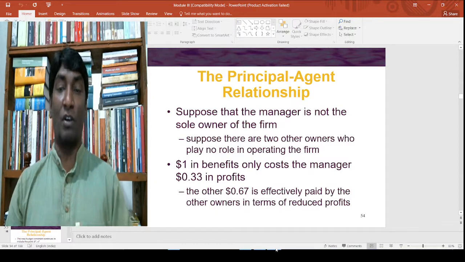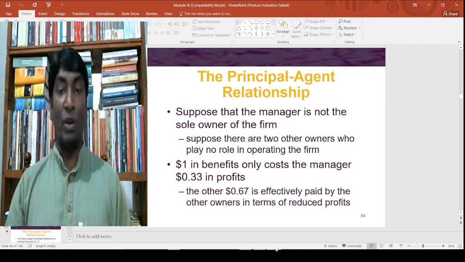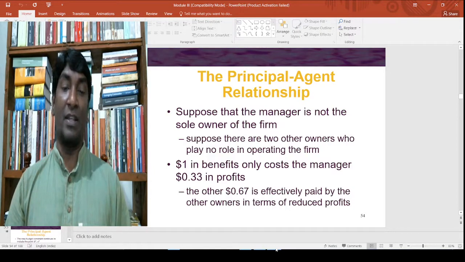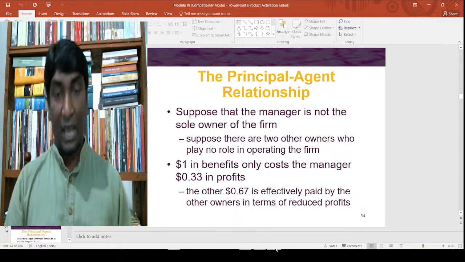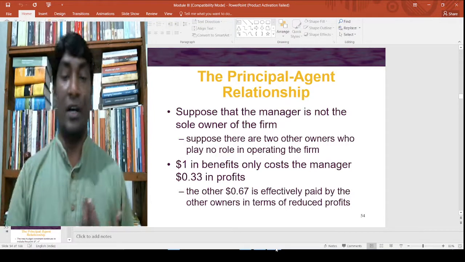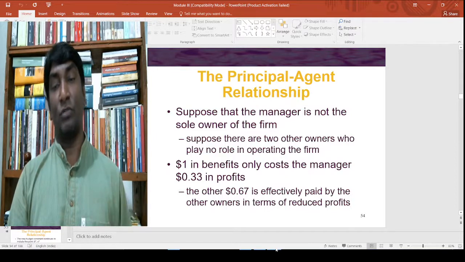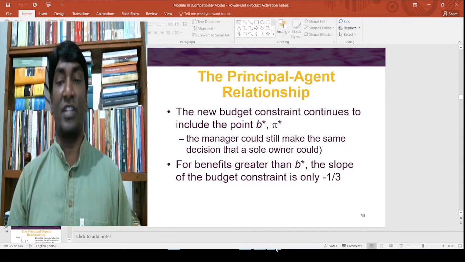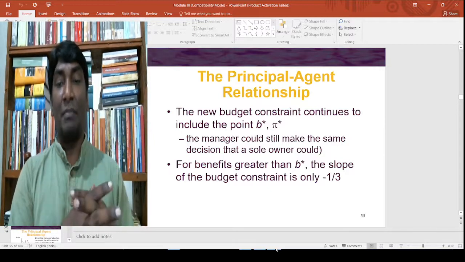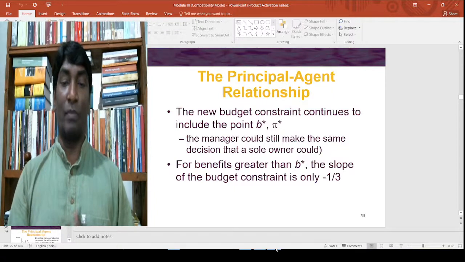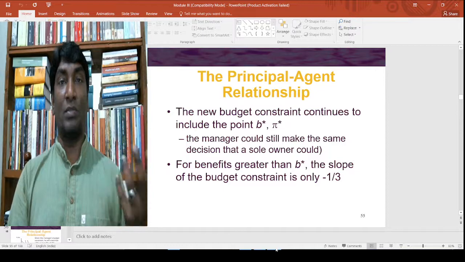Suppose there are two other owners who play no role in operating the firm. Then $1 in benefit only costs the manager $0.33 in profit. The $0.67 is effectively paid by the other owners in terms of reduced profit. Then the new budget constraint continues to include the point B star and pi star. The manager could still make the same decision that a sole owner would. For benefit greater than B star, the slope of the budget constraint is only minus 1/3.